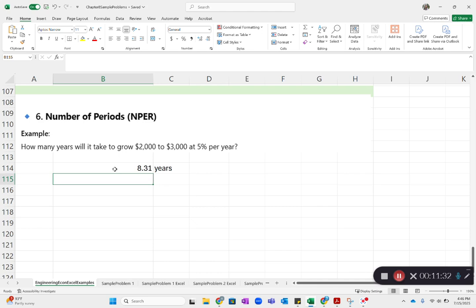That's how you would use these engineering economic Excel functions. Let me know if you have questions.